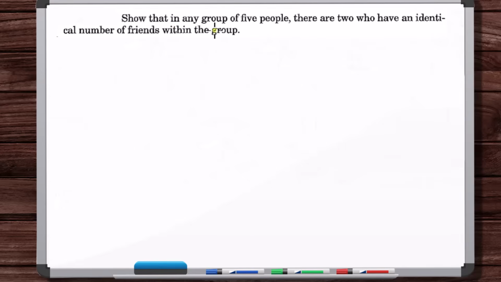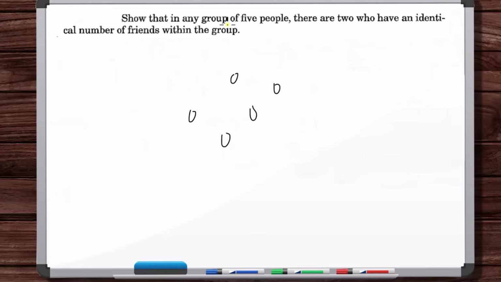Okay, show that in any group of 5 people, there are 2 who have identical number of friends within the group. Okay, so this sounds like a pigeonhole problem. So I'm assuming that every person's going to have at least one friend. Okay, so you've got these 5 people. So again, the challenge with a pigeonhole problem is identifying what are the pigeons, what are the pigeonholes, and then how many pigeons and pigeonholes are there? That's the challenge.